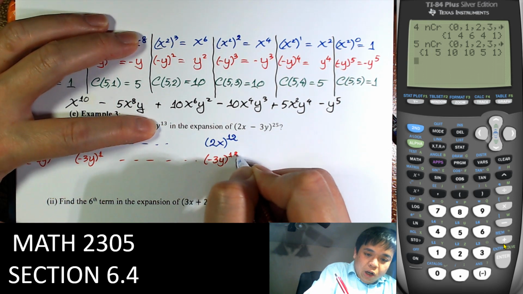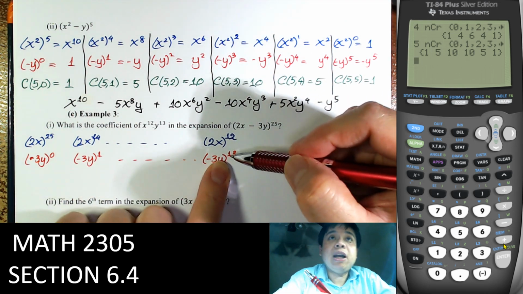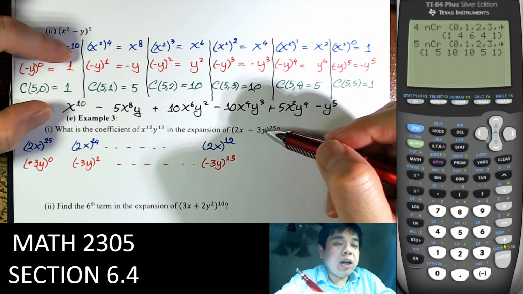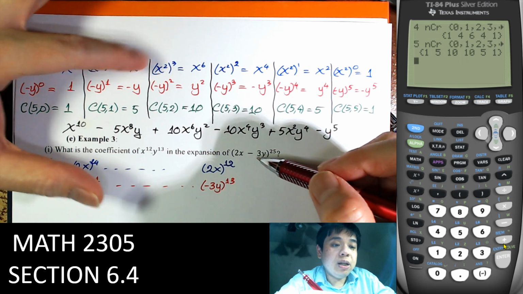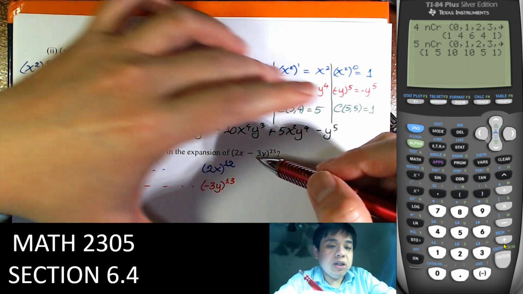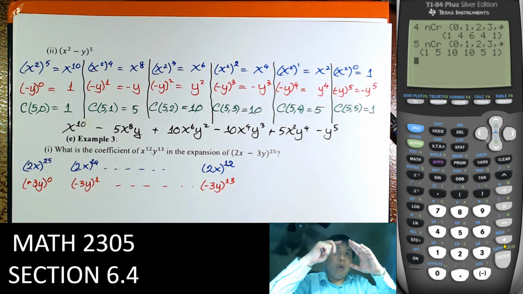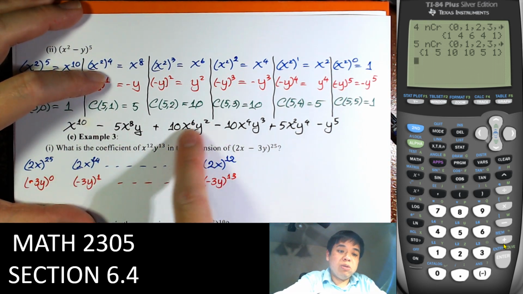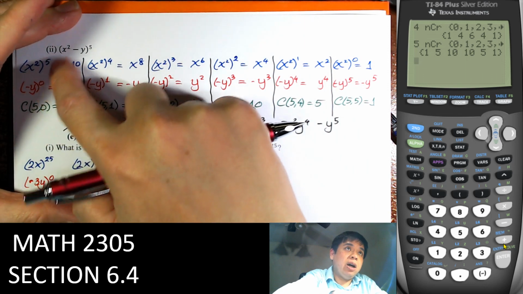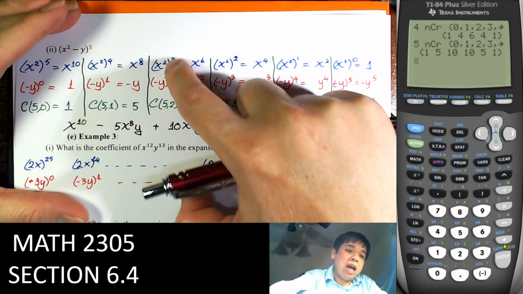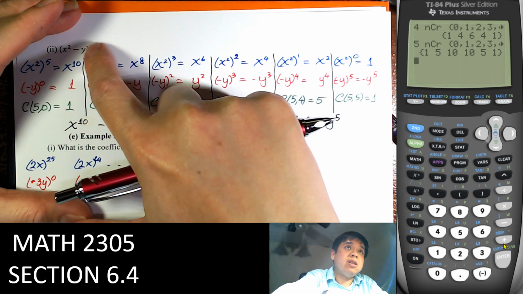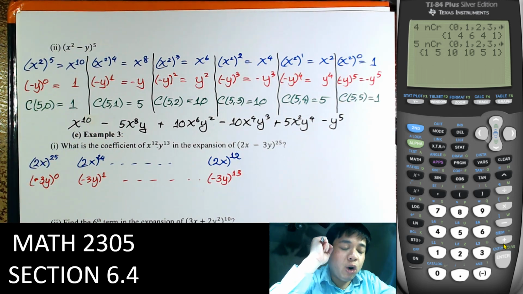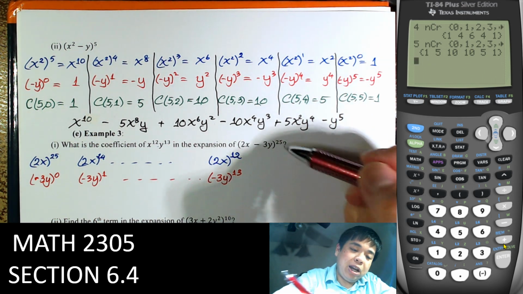13. Notice that the power here, when we add up, always equals n, because one is decreasing and one is increasing, so they always equal. If one decreases by 1, the other increases by 1. I'm not talking about the final power here, I'm talking about the power outside the parentheses. They always add up to the same number, the same power of the binomial expansion, right? So in that case, 12 and 13 have to add up to 25.